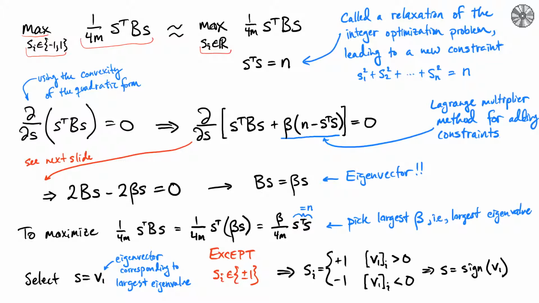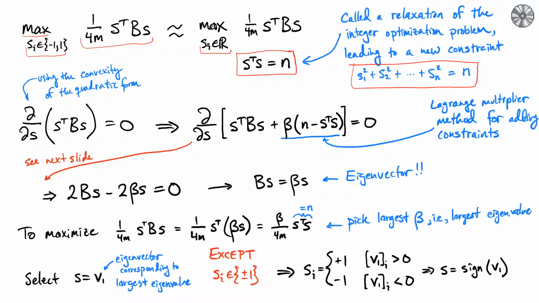And then to make sure that these don't just do anything that they want to do when we plug this into the optimization, we're going to add a constraint that essentially tells us that if we square all the terms of this s vector, they should add up to be n. And this comes from the fact that s transpose s does exactly this constraint.